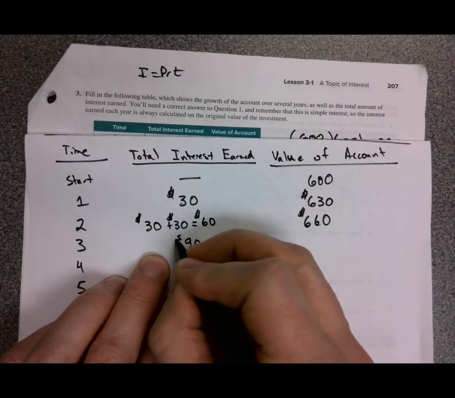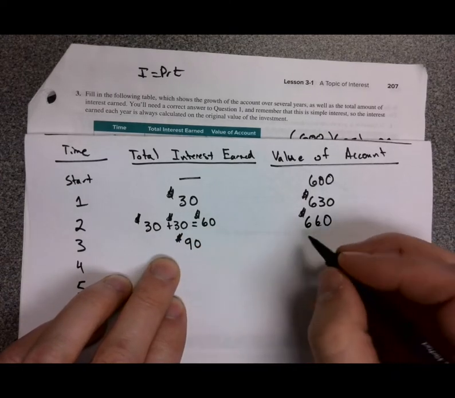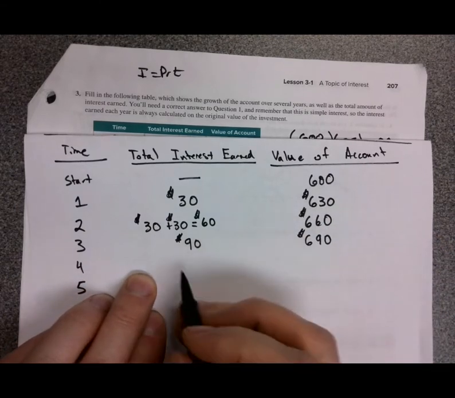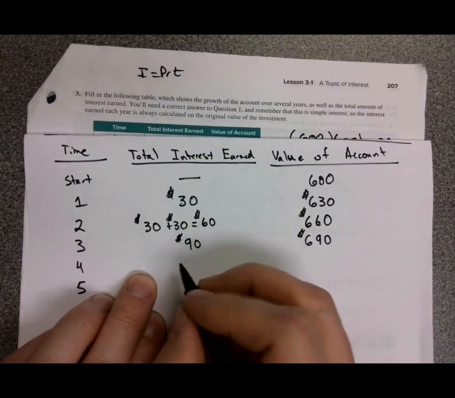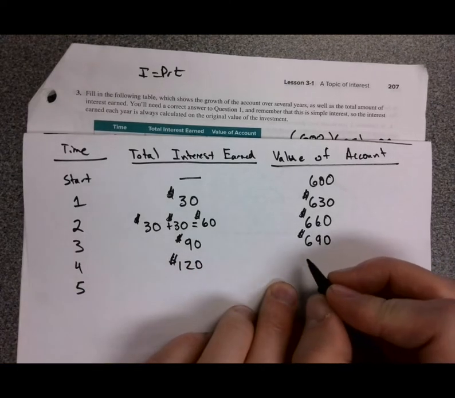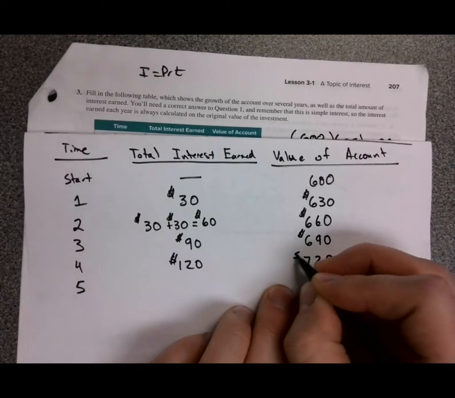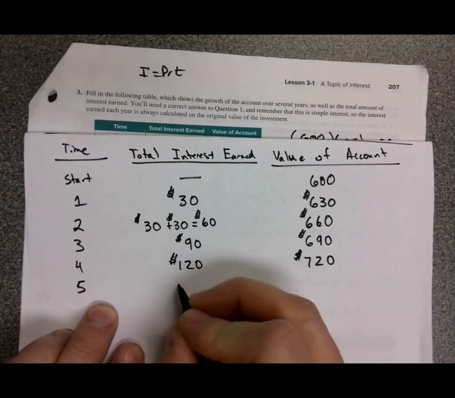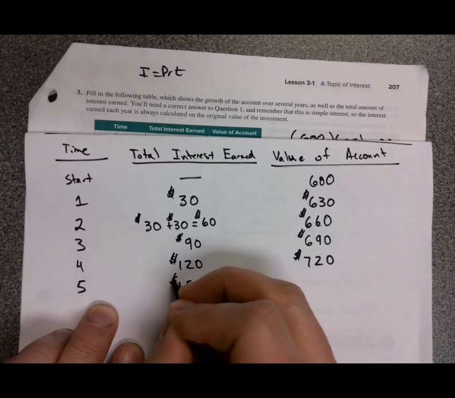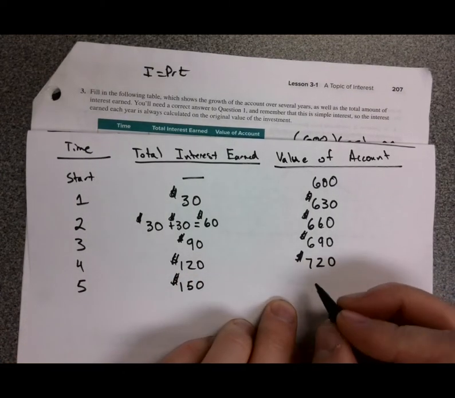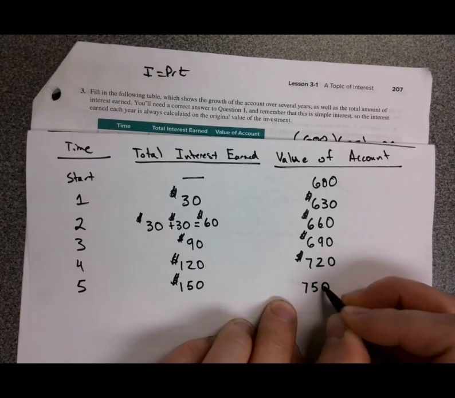So we'd have $90 after year 3, and our account balance would be $690. After year 4, we'd add another $30 to the 90, leaving us with $120, and our account balance would now be $720. And then at the end of the 5th year, we'd add another $30 to that 120. We'd now have earned a total of $150 interest, and our account balance would be $750.